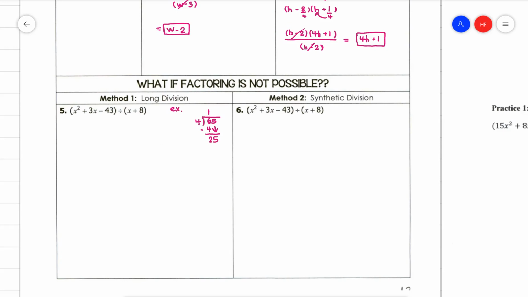And 4 goes into 25 6 times. 4 times 6, bring that down here. Subtract, we get 1. And we are going to stop here. So I know that you can add the decimal and keep going, but 4 does not go into 1, so we'll stop. And we would say that 65 divided by 4 equals 16 remainder 1.